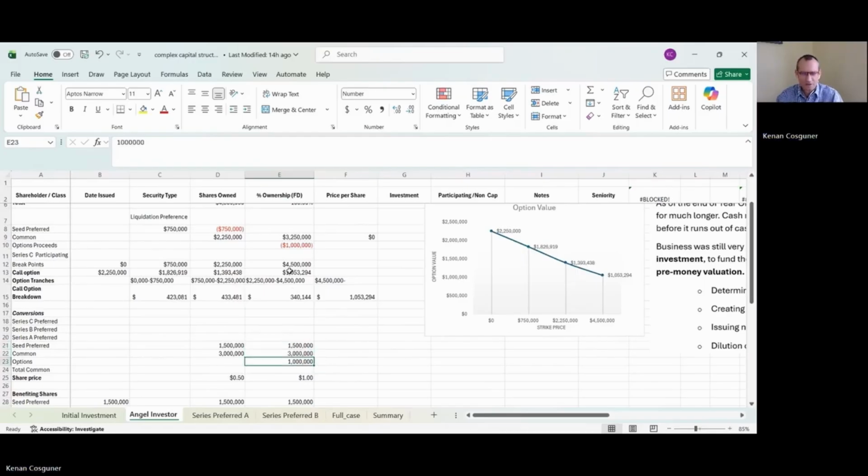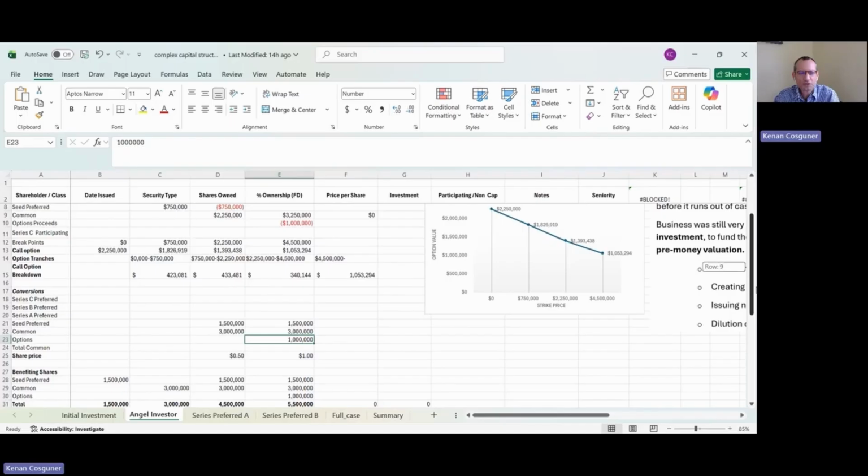Now option holders have an incentive to exercise their call option. The breakpoints are 750, 250, and 4.5.